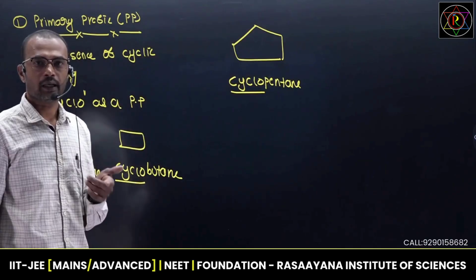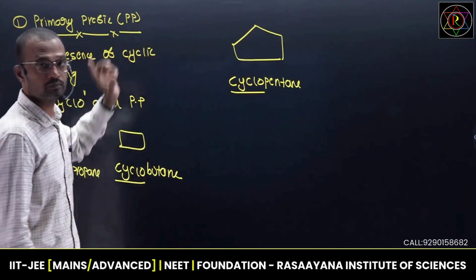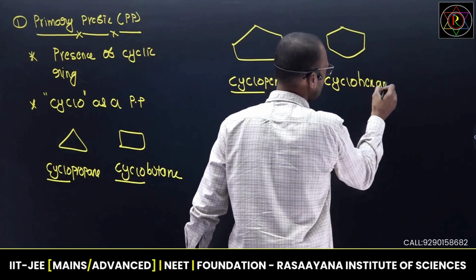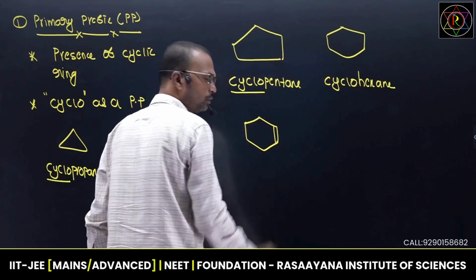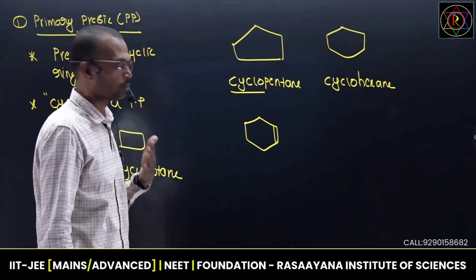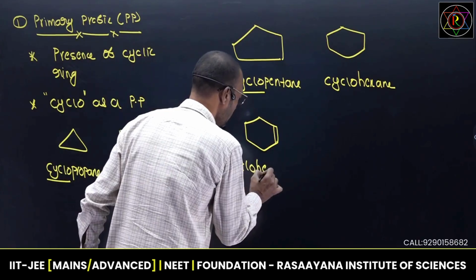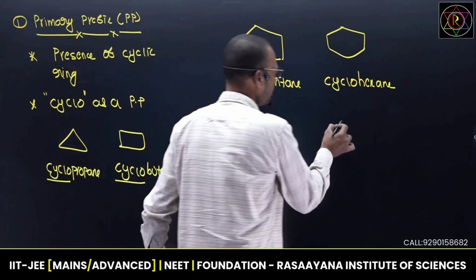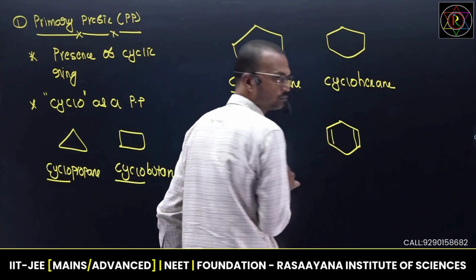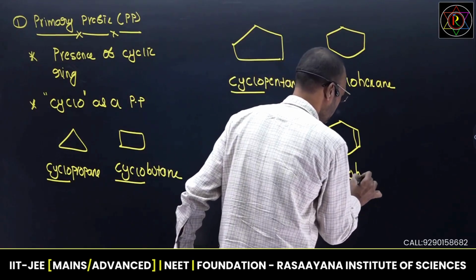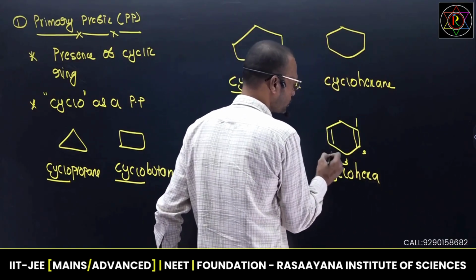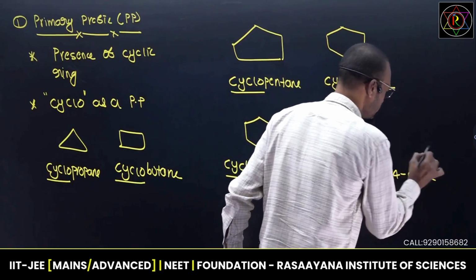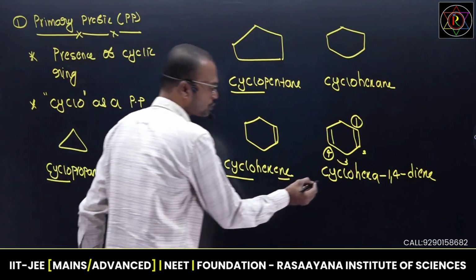If there is no cyclic ring, if it is any open chain, don't apply primary prefix. You can take this molecule for saturated: cyclohexane, ane I am writing. And if I write an unconjugated molecule with 1 double bond or 2 double bonds, see this: cyclohexene. Hexene I am using, but here I am using cyclo as common. So the cyclo indicates the primary prefix. Now if I write 2 double bonds over here, this is generally cyclo, here I am writing hexa, and if I write the positions of the double bonds, 1, 2, 3, 4, first position and fourth position carry double bonds, so I can say cyclohexa-1,4-diene. So a common word used over here is cyclo.